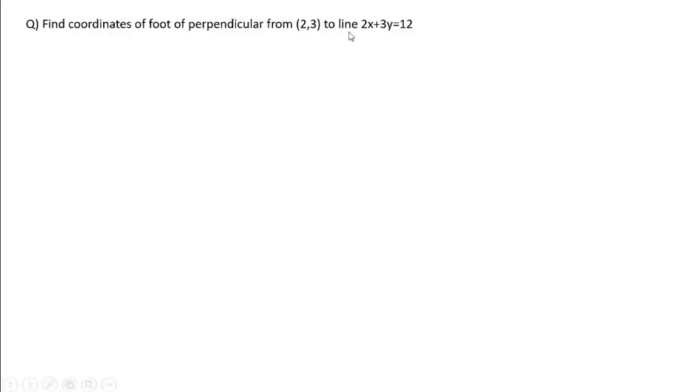Okay, this clearly is a coordinate geometry question. Find the coordinates of the foot of the perpendicular from 2, 3 to the line 2x plus 3y equal to 12. The foot of the perpendicular is basically the end point of that perpendicular line. This is the keyword. So we have a line 2x plus 3y equal to 12, and this is the point 2 comma 3. Find the coordinates of the foot of the perpendicular. So you draw a perpendicular.